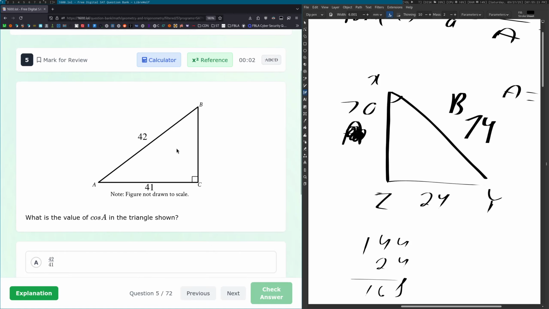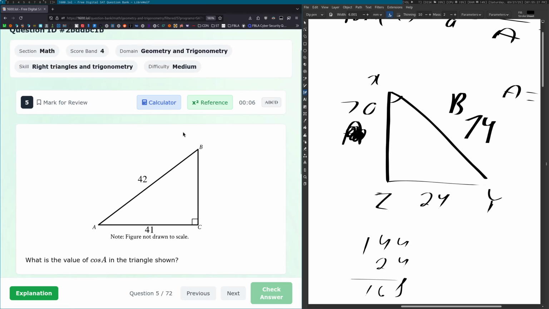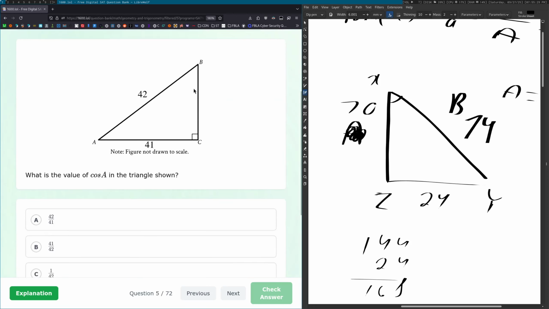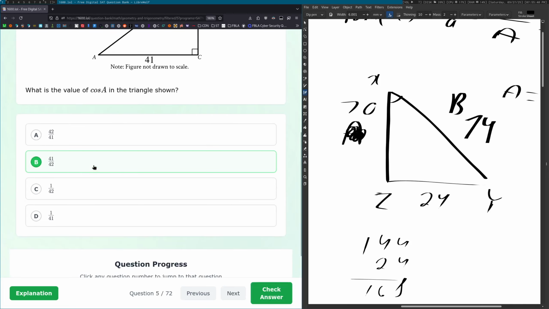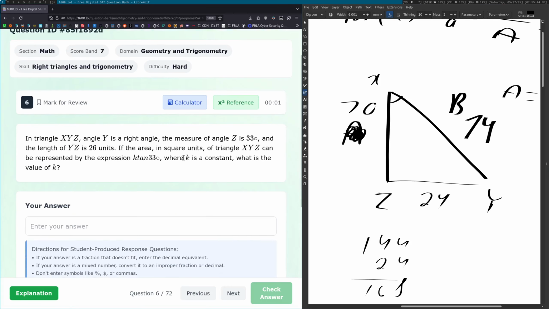All right, here we go. What is the value of cosine of A? And they've made it a little trickier here since we might not know what the opposite is. But let's do what we know. We've got adjacent over hypotenuse for cosine. So our answer is simply going to be 41 over 42. Next. I'm not going to risk this one. Looks like this one rendered incorrectly.